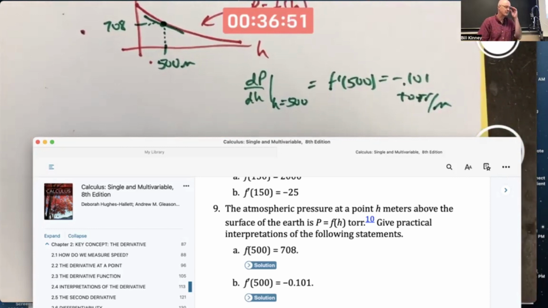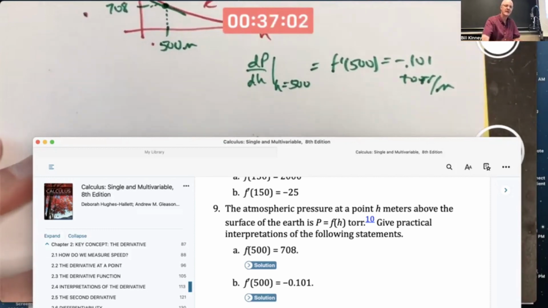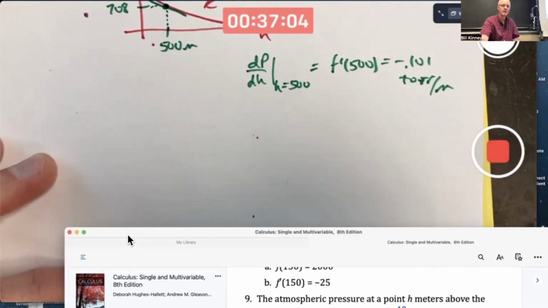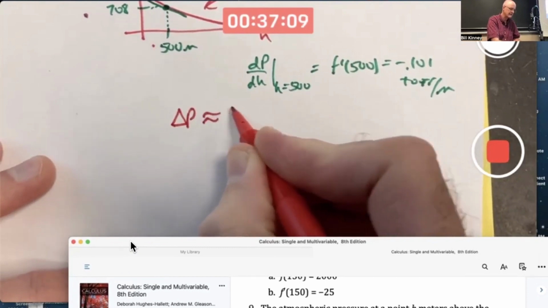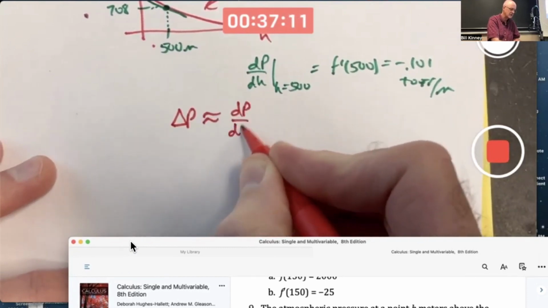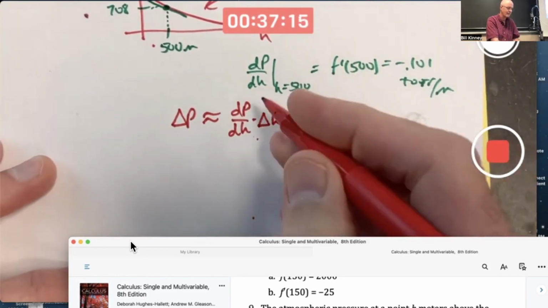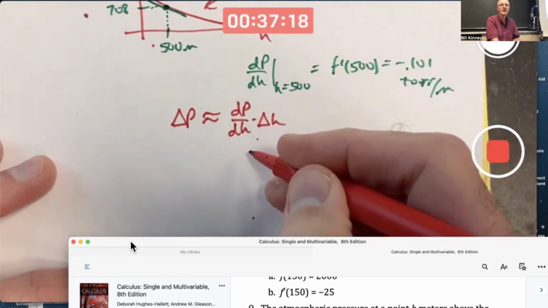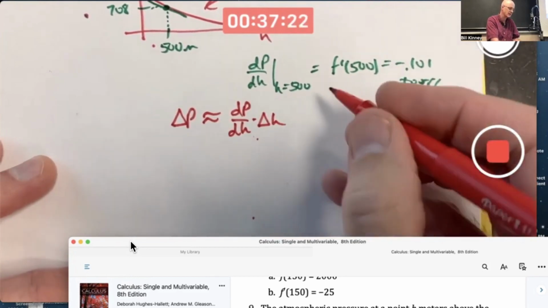So say you're at 500 meters. You decide you want to go up another 100 meters. Not just 1 meter, 100 meters. What would the new atmospheric pressure be approximately, according to this? Delta P is going to be approximately dP/dH times delta H. I'm not bothering to put the evaluate line there. Don't let that bother you. It's understood we're dealing with the given situation.